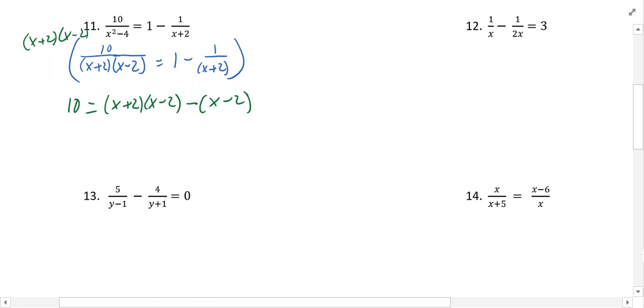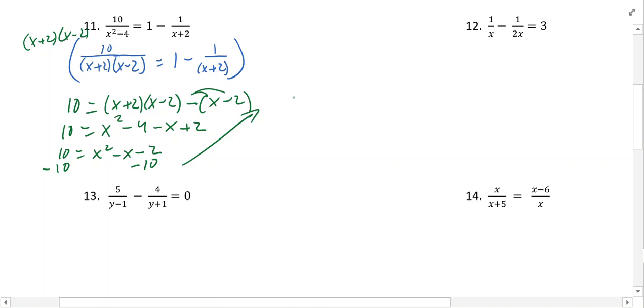So now that all the denominators are gone, I can just distribute and simplify. So this is 10. I already knew that this one was a difference of squares, so I know it's going to simplify to x squared minus 4. And here when I distribute the negative, I get negative x plus 2. So again, we're solving for x. This one has x squared, so it means I need to set it equal to 0. But first, I'm going to combine my like terms on the right-hand side and put it in standard form. So I have x squared minus x. Negative 4 plus 2 gives me a negative 2. Now I'm going to set it equal to 0 by subtracting 10 from both sides.